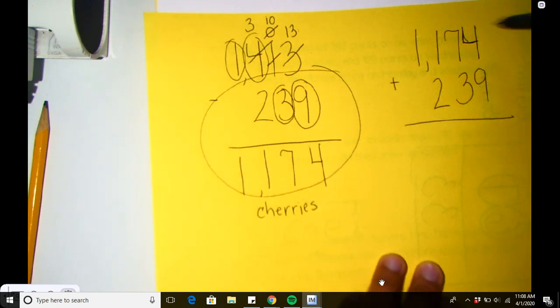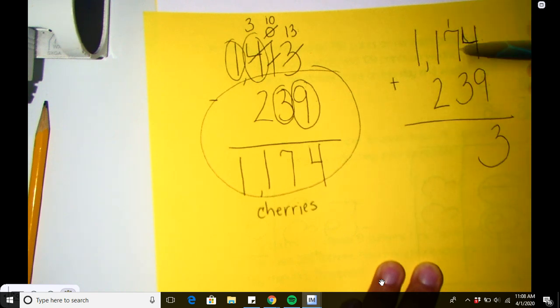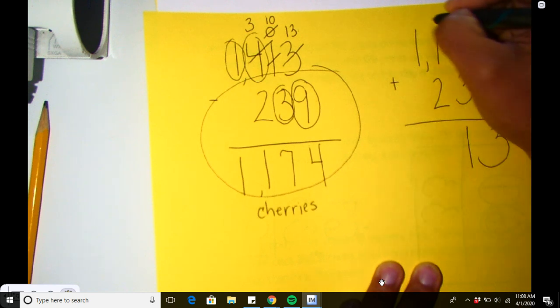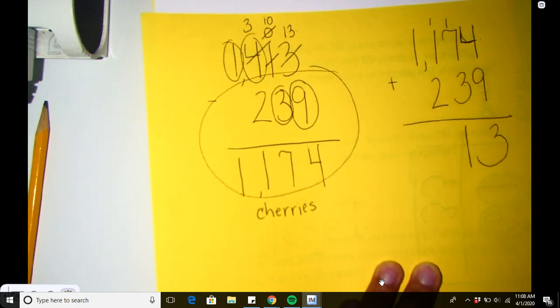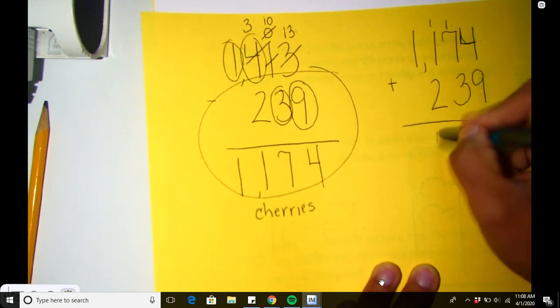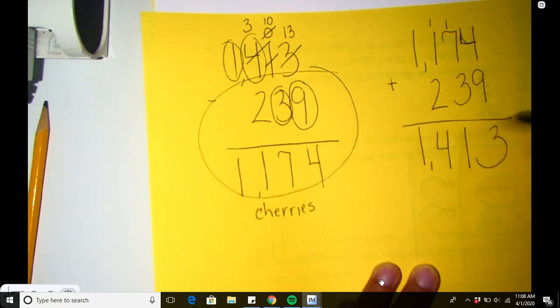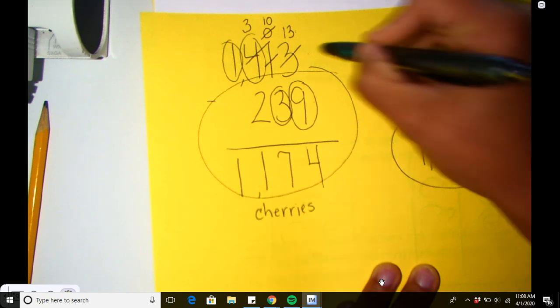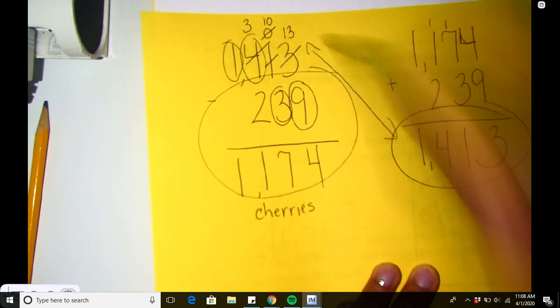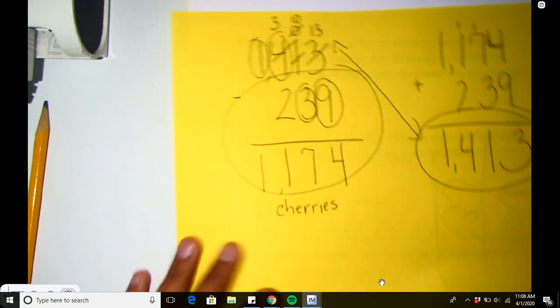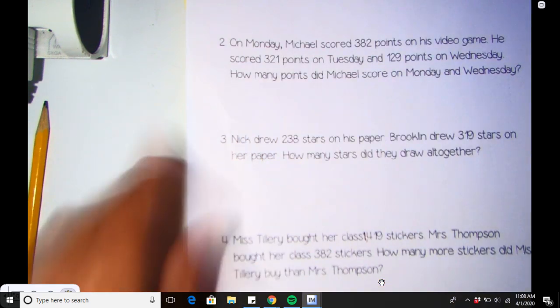Okay, so we've got 4 plus 9 gives me 13. Carry the 1. I know 7 plus 3 is 10. Plus 1 more is 11. Carry my 1. 1 and 1 makes 2. 2 plus 2 is 4. I carry and drop this down. And if I notice, these two match, which means my subtraction should be right. So let's look at another problem.